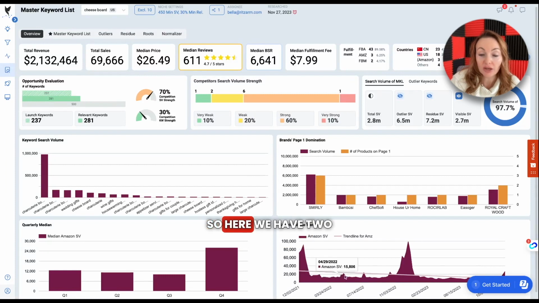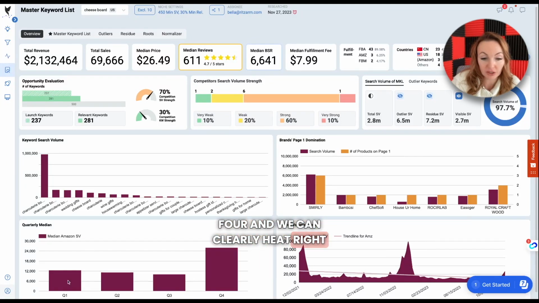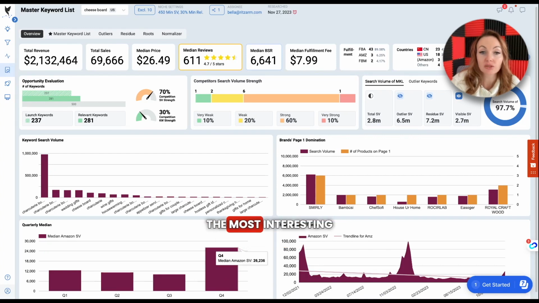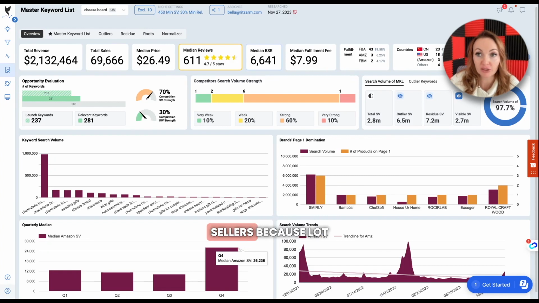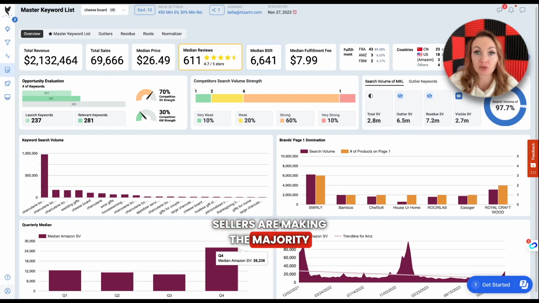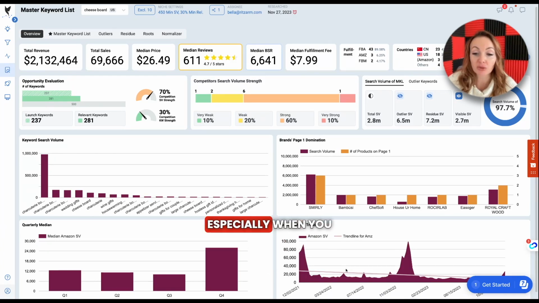So here we have two spikes during a year. Actually, we have one spike during a year, and it's Q4, and we can clearly see it right here. Q1, Q2, Q3, Q4. So Q4 is the most interesting quarter for a lot of sellers, because a lot of sellers are making the majority of their income and revenue during this quarter. So that's why Q4 is important for you, especially when you have a niche with a spike during Q4.